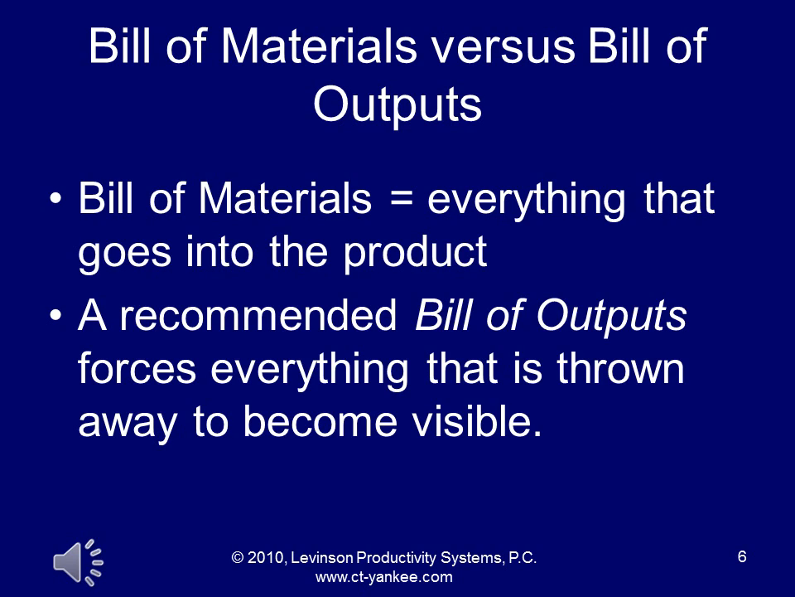We published a paper in the Apex magazine on something called a bill of outputs, or bill of products. Everyone knows what the bill of material is. It's a list of everything that has to go into the manufacture of the products. A bill of outputs lists everything, not only the product, but also everything that's thrown away in the process of making the product, again forcing material wastes to become visible.